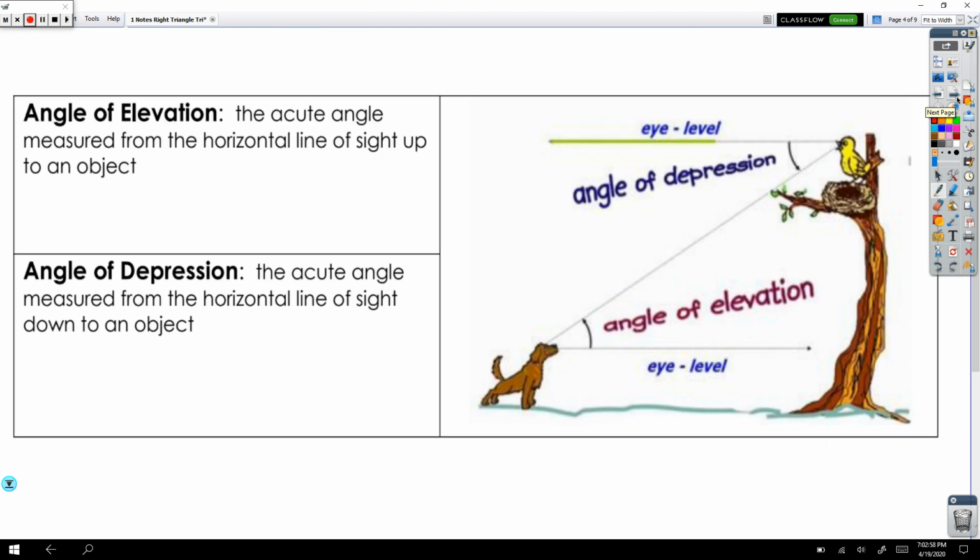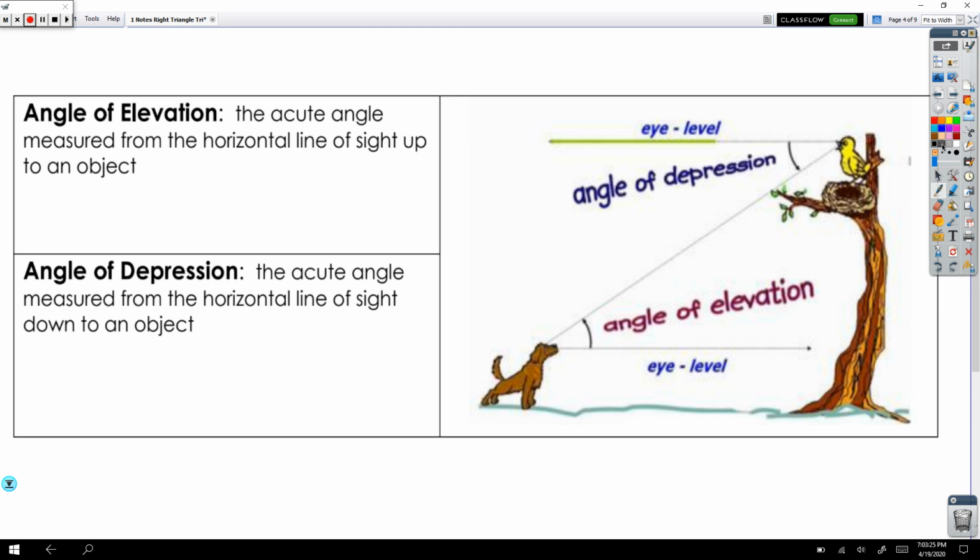Now we're going to talk about the angle of elevation and the angle of depression. So this is where we're going to start looking at some word problems, and that's what makes this part tricky, is identifying what it's asking you to find and picking out the pieces that it gives you. But we'll look at that in a second. First off, let's define elevation versus depression and how those differ.